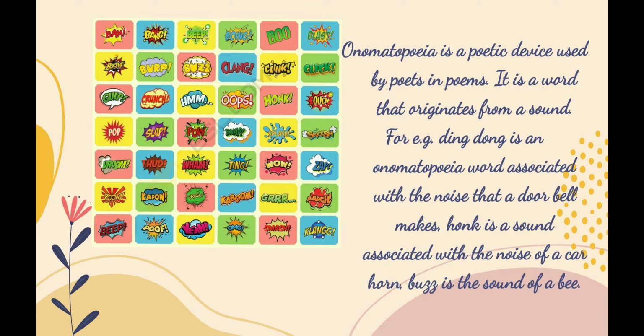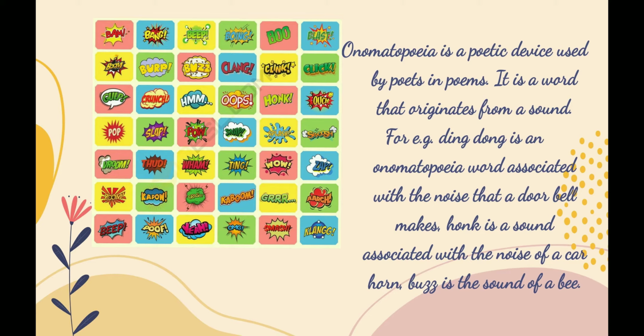Now, what is onomatopoeia? Onomatopoeia is a poetic device used by poets in poems. It is a word that originates from a particular sound. For example, ding dong is an onomatopoeia word associated with the noise that a doorbell makes. Honk is a sound associated with the noise of a car horn. Buzz is the sound of a bee.